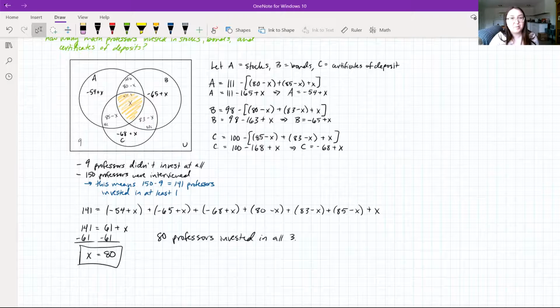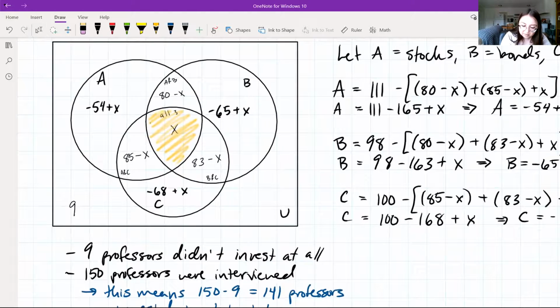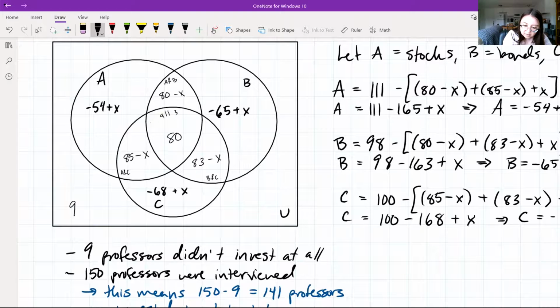Let's go ahead and fill in our Venn diagram. So we know 80 people invested in all three. Let's make this a little smaller. And this was our region we were trying to find, so let's shade that in again. It's 80 minus x, since we have 80, so it's 80 minus 80. We get that nobody invested in just stocks and bonds.